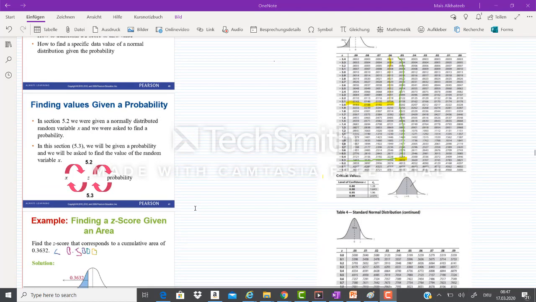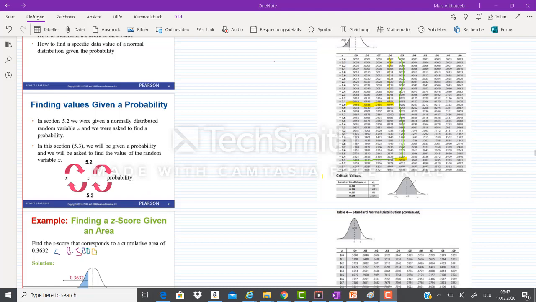At first, as we remember in Chapter 5.2, we have the x value and we transfer it to the z value by using the formula z equals x minus mu over sigma. Then we transfer from the z value to the probability again by using the table.